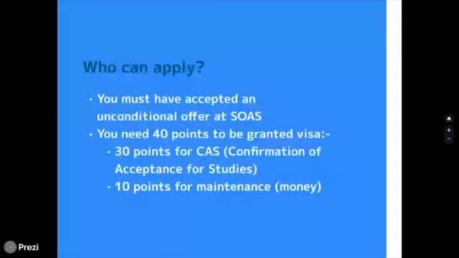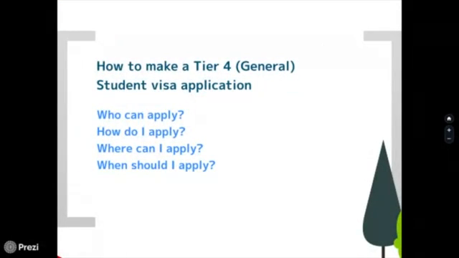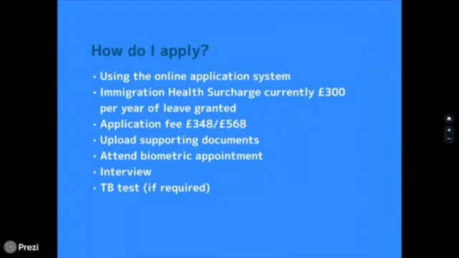So the visa itself needs 40 points. 30 points are for the CAS, the confirmation of acceptance for studies. And then 10 points are for what's called maintenance. Really that's what we call money. So 10 points to show that you have the right amount of funds in the bank to support yourself while you're studying here. Okay, so the next one is, how do I apply? The way that you do this, it's all online.